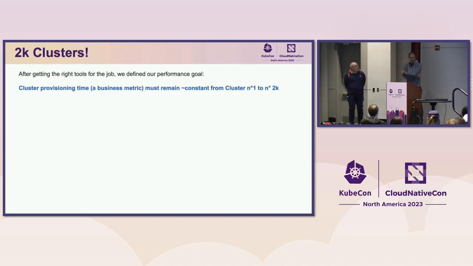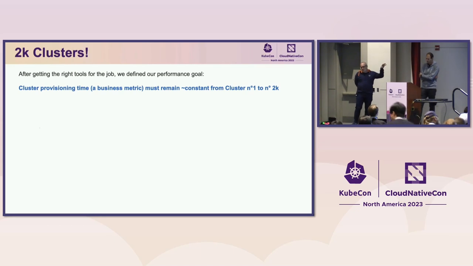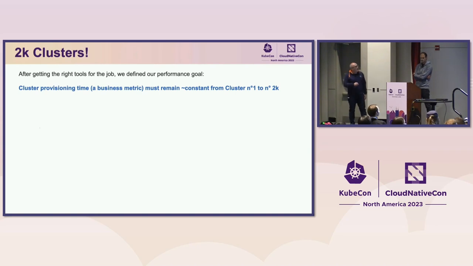Great. So we can now enter the core of the presentation and basically talk about how we scaled up Cluster API to 2,000 clusters. The first step, which is more important than what people usually think, is to define a goal. And we use the metric, the cluster provisioning time, and we define our goal in this way. The cluster provisioning time must remain almost constant from the first cluster till the last cluster. So we want this time to be constant while scaling up. And yeah, guess what? We did it.